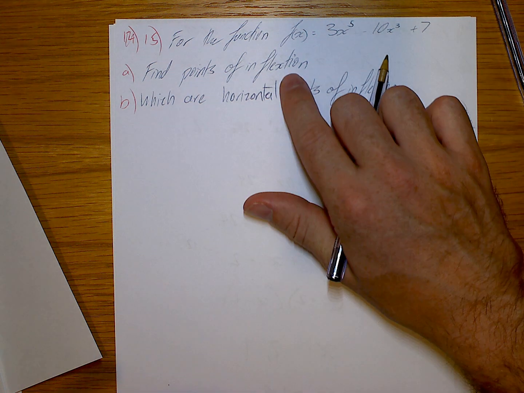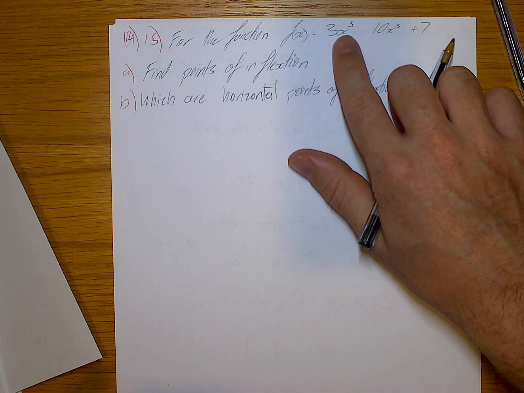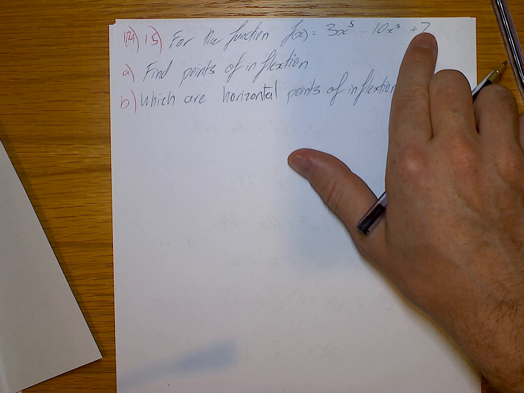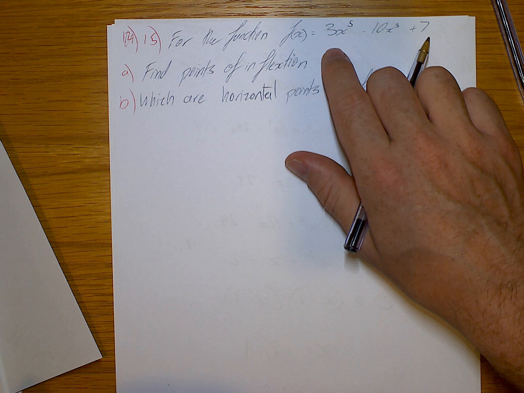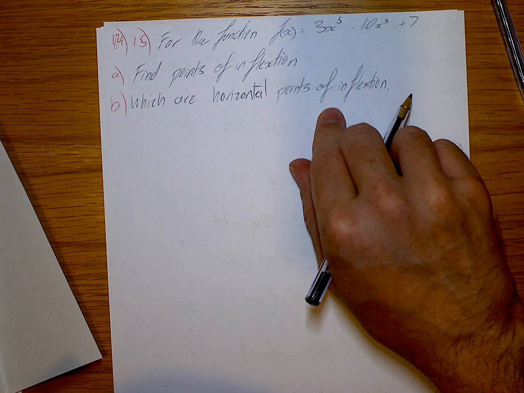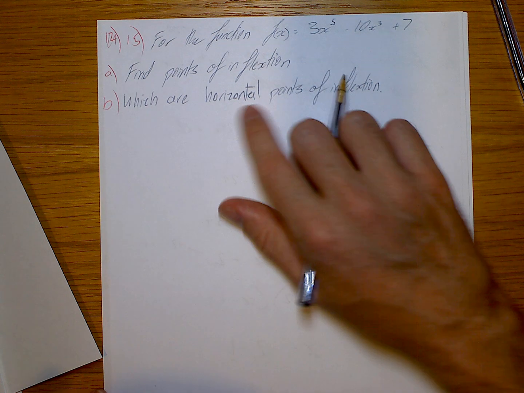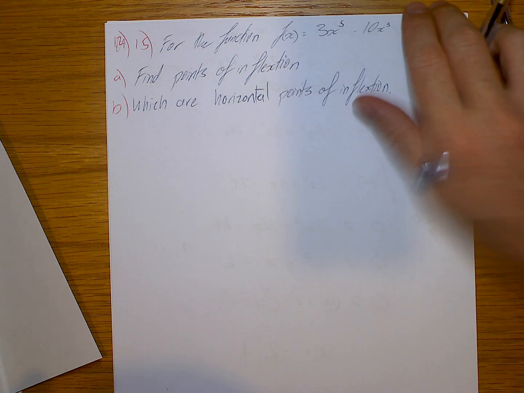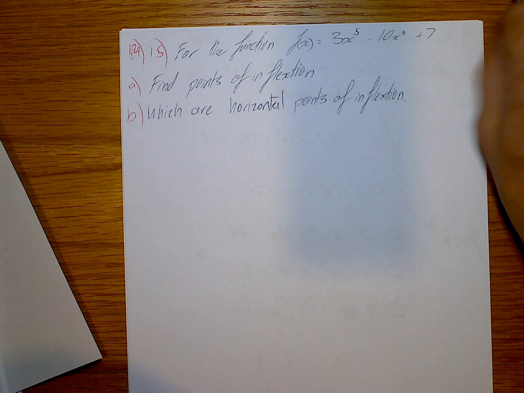So one part is finding the x values, putting them back into this function, and then finding those y values, so finding those points. And then the second part of the question is testing those points to see which of them, or how many, are horizontal points of inflection. So let's do part A first.